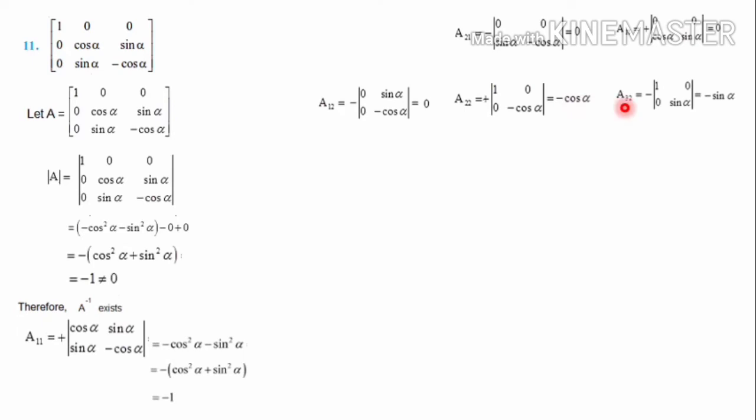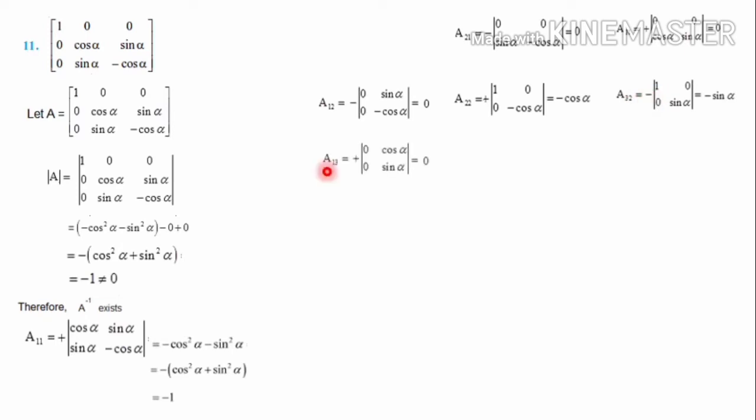Next is the A32 element cofactor, third row second element. The third row second element is sin alpha. That row and column are gone. 1, 0, 0, sin alpha are the elements. When you calculate, you will get minus sin alpha as the answer. Once again, there is a minus sign outside. How did we get it? Here 3 and 2, when you add row value plus column value, 3 plus 2 is 5. 5 is an odd number, that's why we have got a minus sign outside.